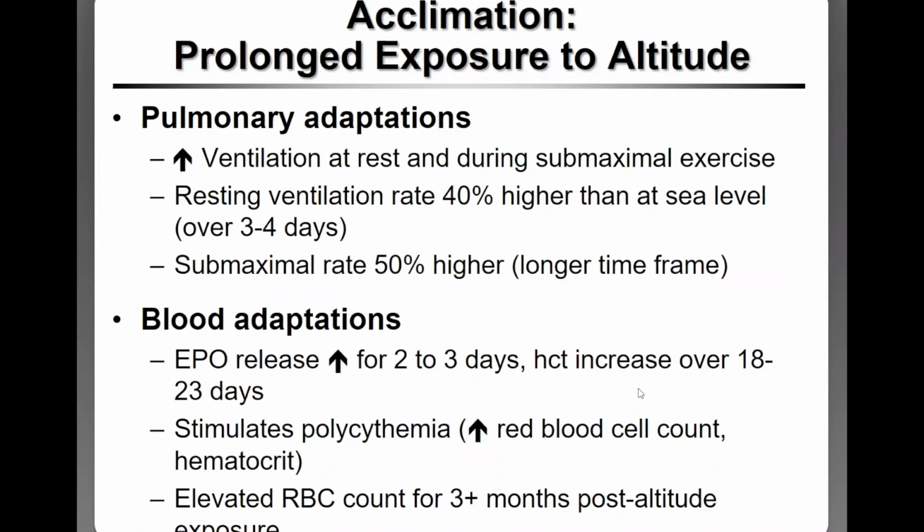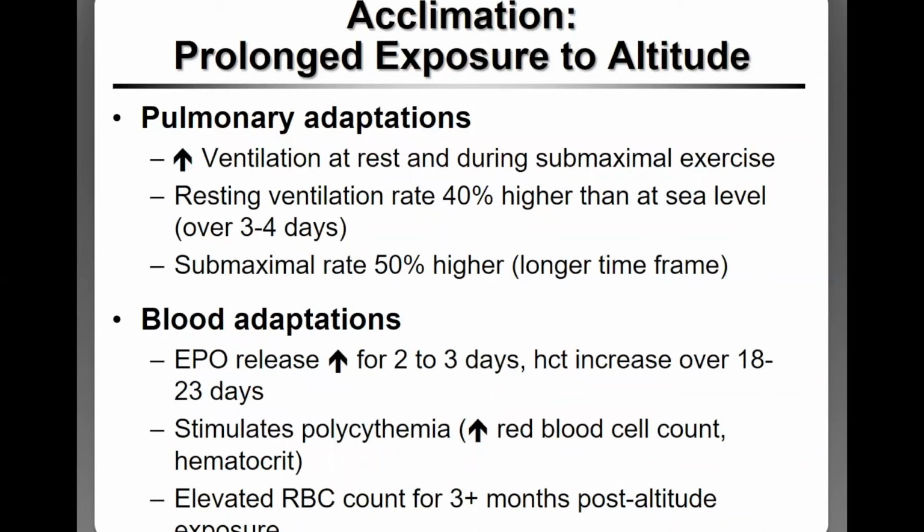So the pulmonary adaptations that we see, of course, are an increased ventilation at rest and during submaximal exercise. This is what we talked about in the previous section. Your resting ventilation rate is 40% higher than at sea level, and the submaximal rate is 50 times higher.